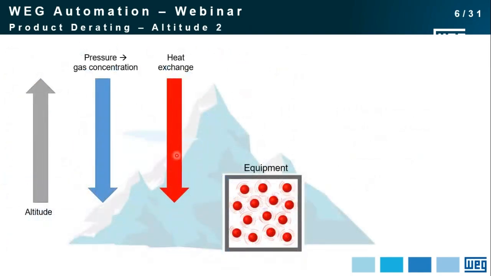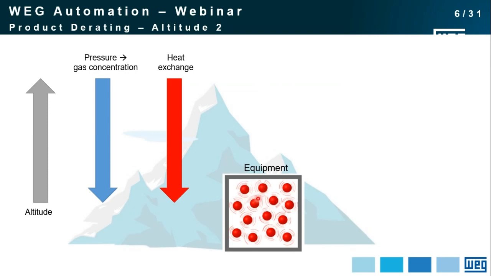So let's give another explanation about it. As the altitude goes up, the pressure goes down and the gas concentration goes down, meaning that the heat exchange will go down as well. Why? Let's look at this example. We have equipment that's operating at sea level, here at the base of the mountain. When it's operating, it generates heat and the temperature goes up in it.